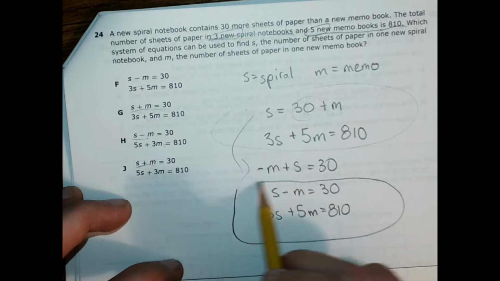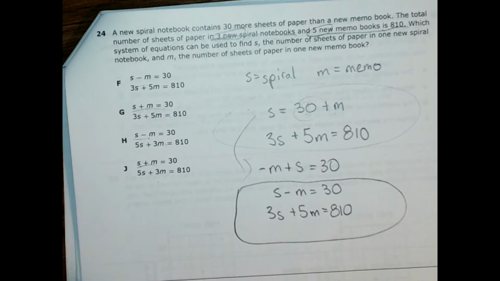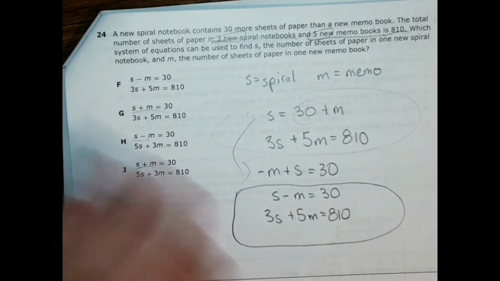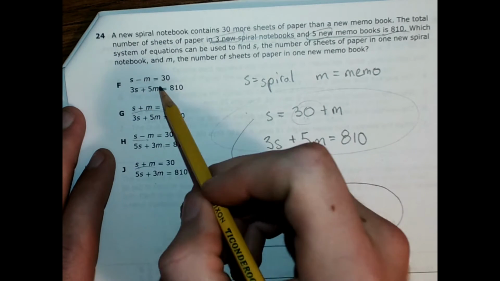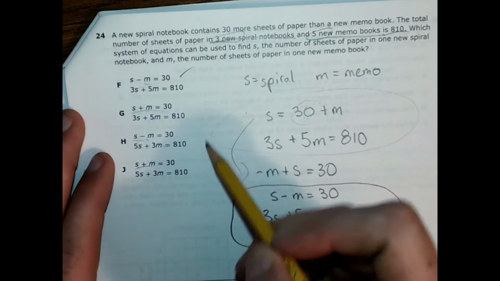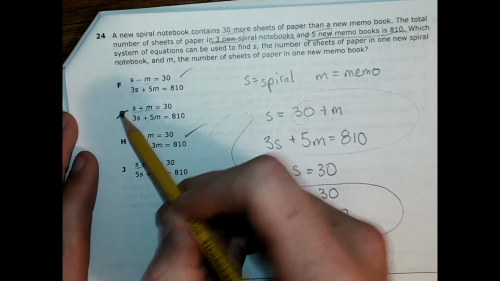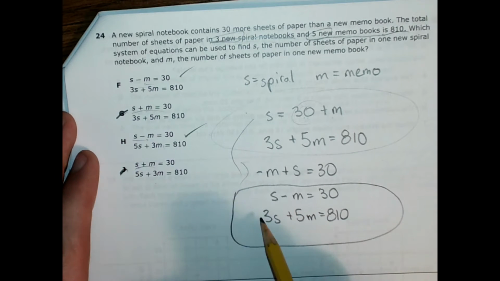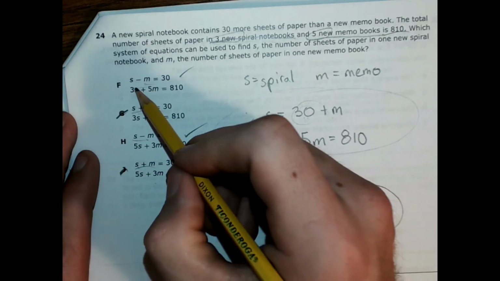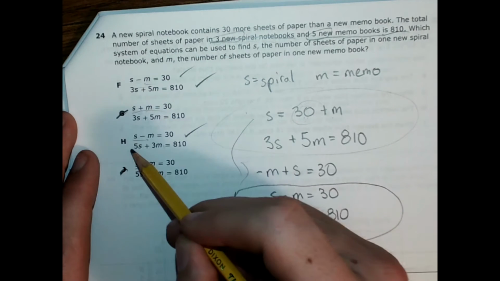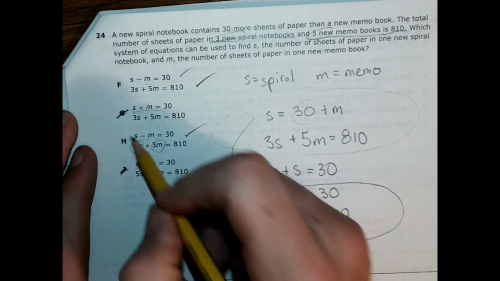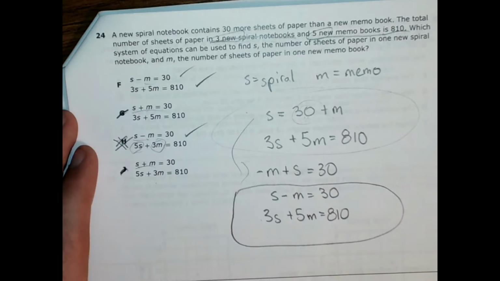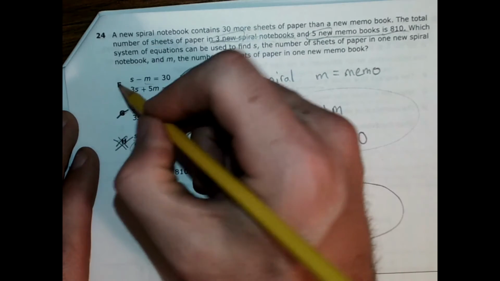So, this is the system we could write to solve this problem. We're not being asked to solve, we're just being asked to write the equations. S minus m equals 30, check and check. Get rid of G and J. 3s plus 5m equals 810, check. And here they've reversed the values of the memo notebook and the spiral. So F is the correct answer.